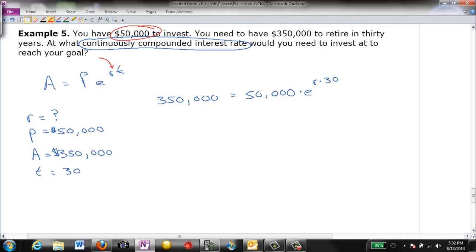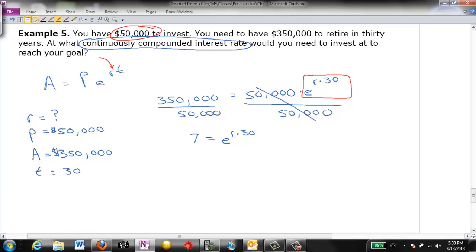Just like we've done before, we're going to isolate the exponential part. I want to get that thing right there by itself. So I'm going to divide both sides by 50,000. So they cancel here. We'll divide by 50,000 over here. And what we get on the left-hand side there is 7, right? 350,000 divided by 50,000 is simply 7. Equals, and then all we have left on the right-hand side is e to the r times 30.